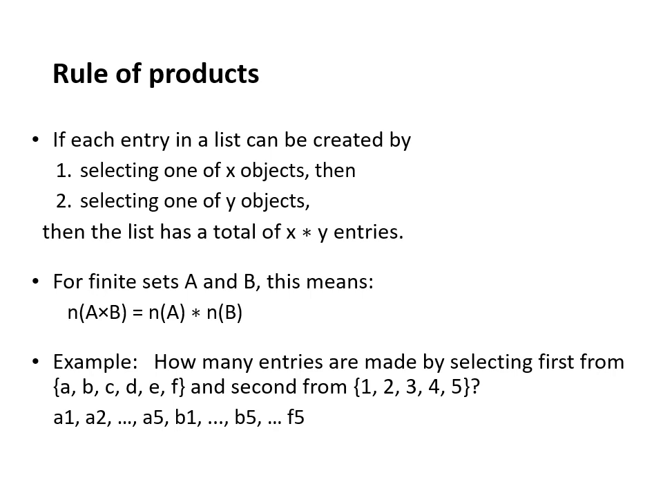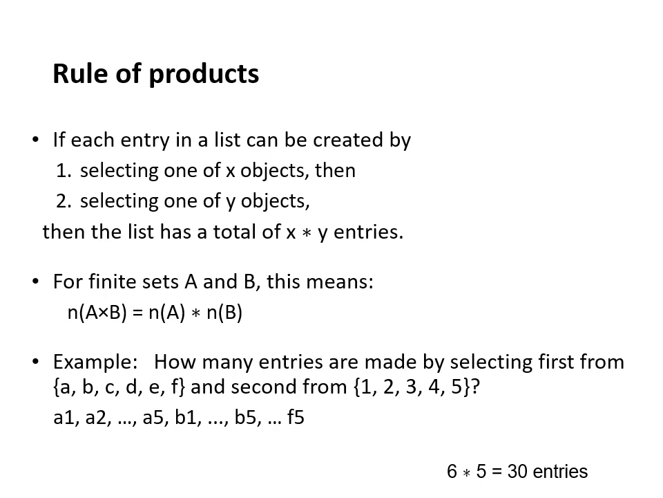How many entries are made by selecting first from the set A, B, C, D, E, F, and second from the set 1, 2, 3, 4, 5? Well, you can maybe try to enumerate them, but that gets really time consuming really fast. Instead, we can use the rule of products.